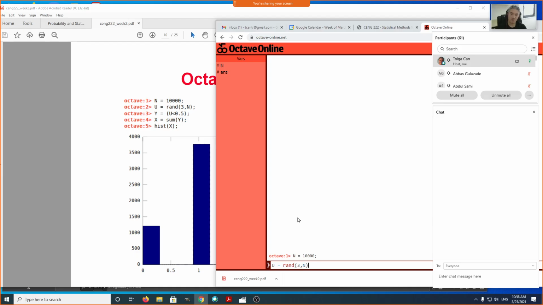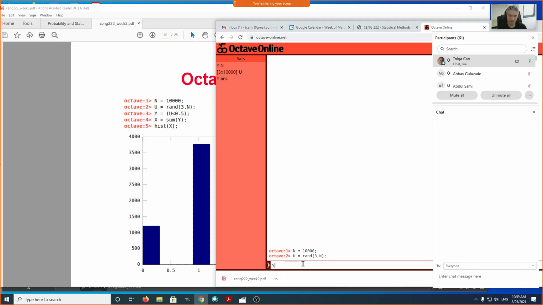So this rand function generates a matrix of random numbers, 3 by n. Which means 3 by 10,000. It generated just 30,000 random numbers. Each 3 by 3 indicates our experiment that we would perform.